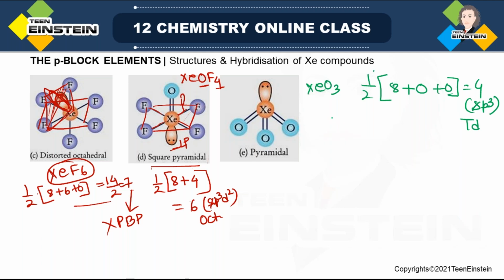Tetrahedral means 4 coordination sites, but you have only 3 oxygen. So 1 coordination site there will be a lone pair. If you consider the lone pair, the structure is tetrahedral. But without the lone pair, the structure is simply like this, and it is called pyramidal. So there is only a pyramid.